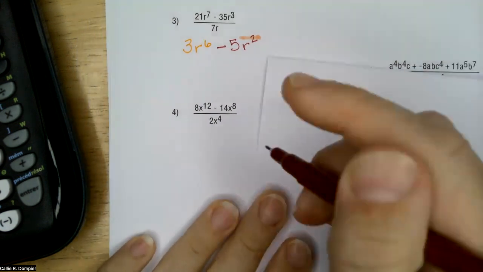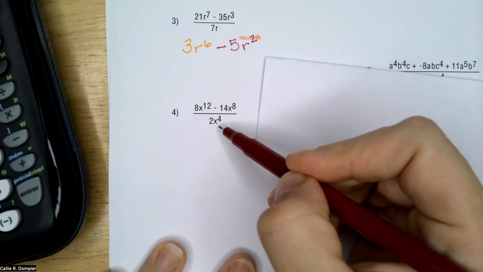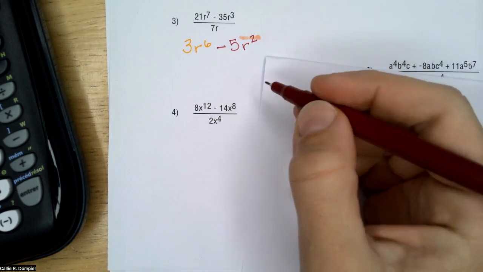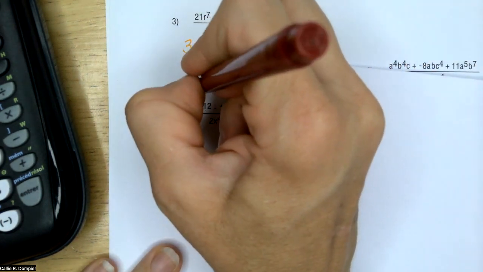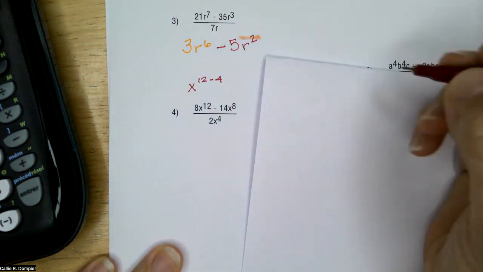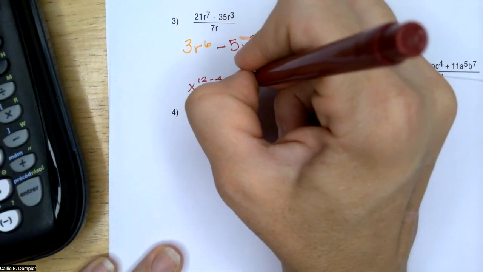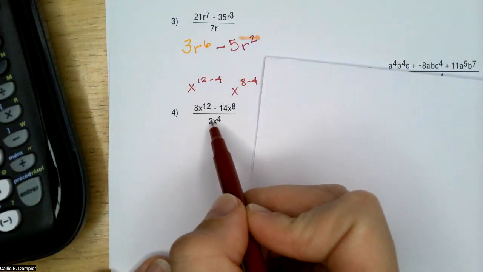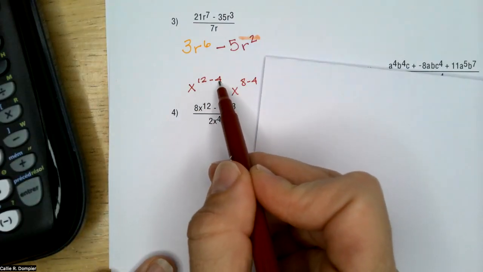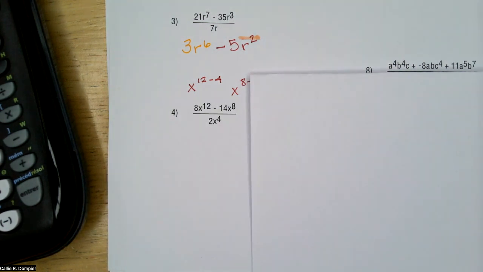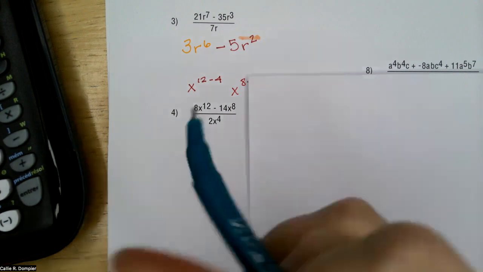Number 4, now we have x to the 12th on the top, x to the 4th on the bottom, x to the 8th on the top, x to the 4th on the bottom. You're welcome to subtract. So we can call this x to the 12 minus 4, or you can write it all out. Because when you're dividing the same base, you can subtract the exponents. That's the rule of exponents that we learned in 5.1 and 5.2.